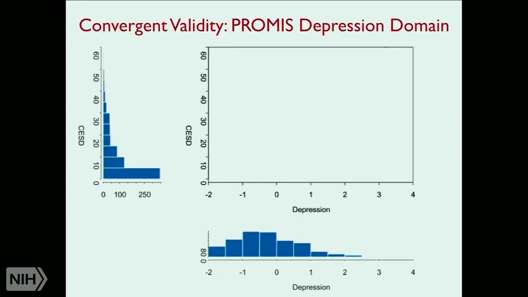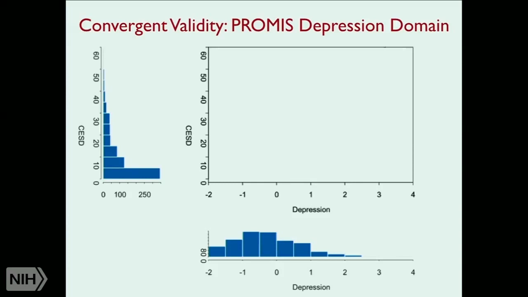And so here are actual data from the NIH PROMIS depression domain. It's a measure of depression. And the distribution of scores is on the histogram on the bottom there. And off to the left is the distribution for another really well-known depression measure, the CESD.